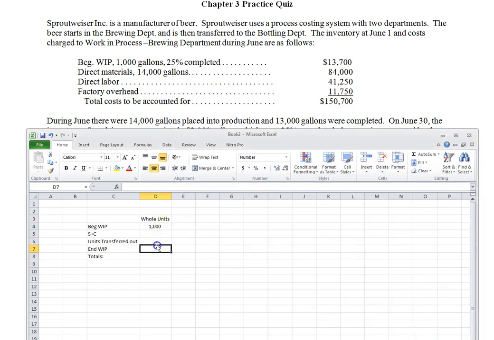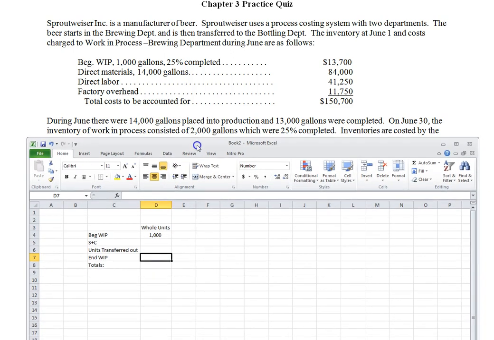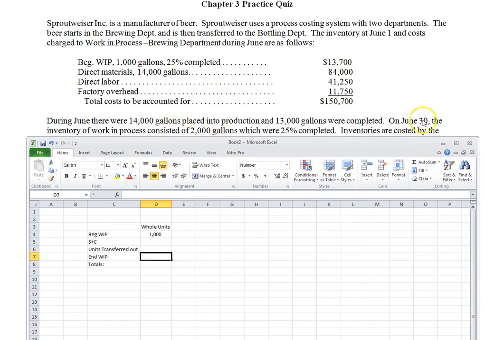Alright. The ending work in process, it tells us right here the 2,000 gallons. Notice June 30th indicating any balance, so it's 2,000 units. Started and completed, this is always the challenge. We need two numbers, we need to subtract them. It needs to meet the definition of both started and completed this period.